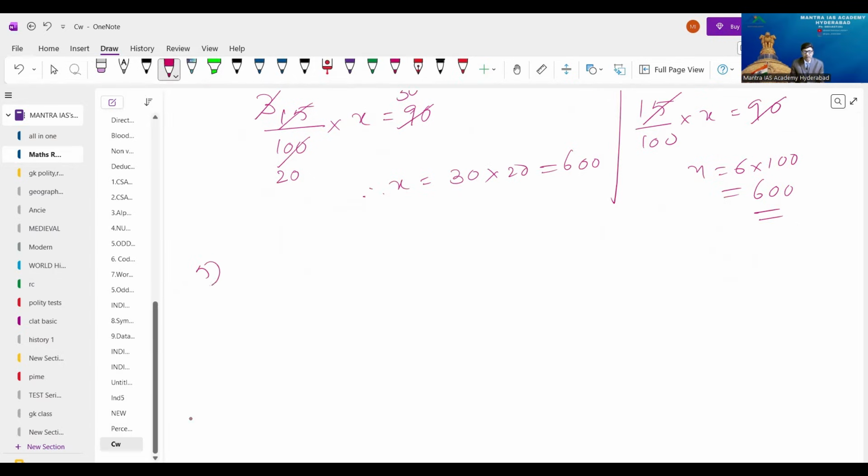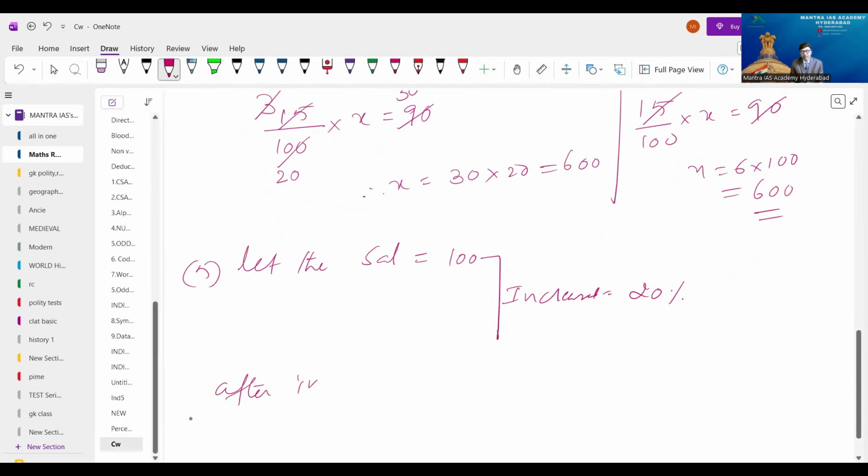Observe question number 5. Let the salary be, imagine, 100 beta. So upon 100, what happens here? It increased by 20%. After the increase, the salary is going to be how much? 20% of 100 is 20 rupees. This 20 plus 100, it's 120 rupees, the salary after increasing.